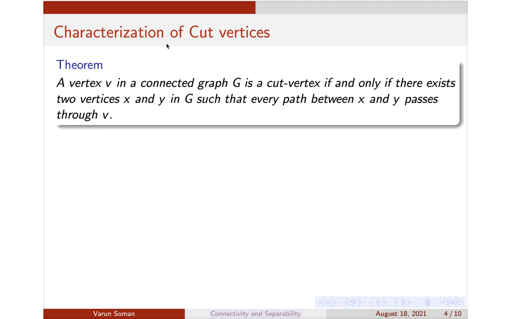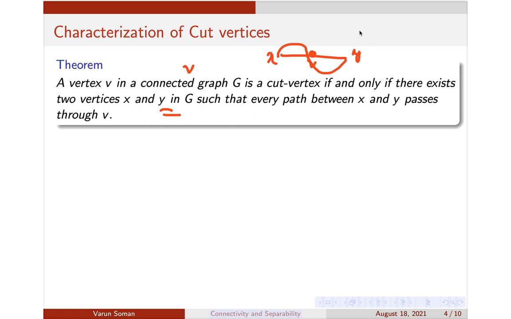Now we'll discuss some characterization of cut vertices. A very simple theorem, you can always do it by yourself. Just read the theorem. A vertex V in a connected graph is a cut vertex if and only if there exist two vertices x and y in G such that every path between x and y passes through V. So it's a characterization of cut vertices. A vertex V is a cut vertex if and only if there exist two vertices x, y such that every path joining x and y will run through this V.